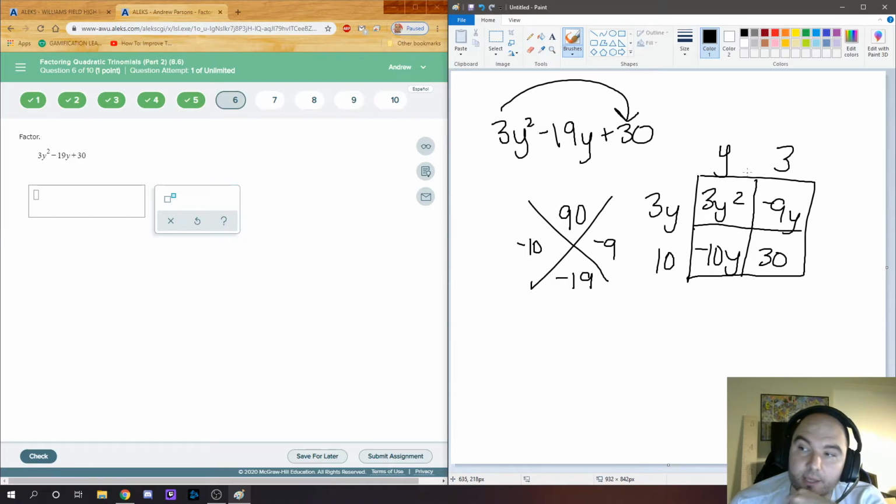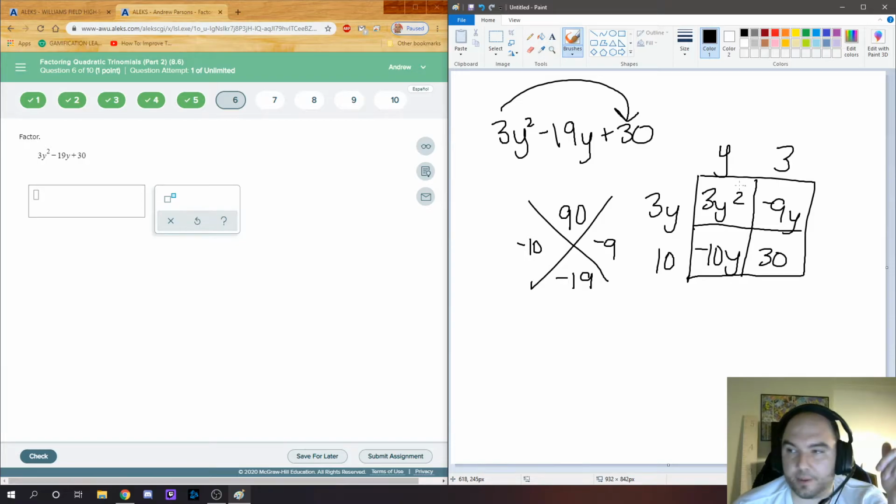Now, the box method has one important factor you have to think about. And that's the fact that you could check to make sure these outsides make the insides. You can't really check like that using the bottoms up method. Does 3y times 3 make negative 9y? Actually, no. It makes positive 9y. So something's wrong here. Actually, a sign is wrong.